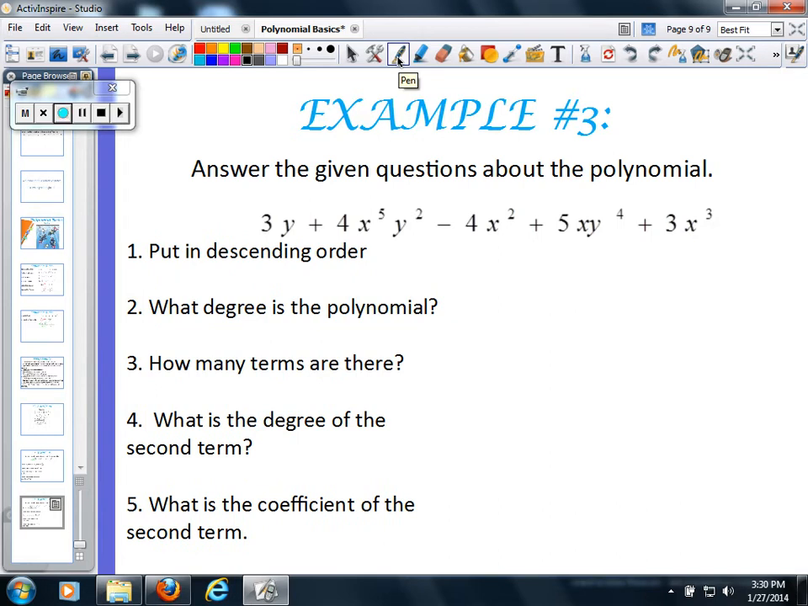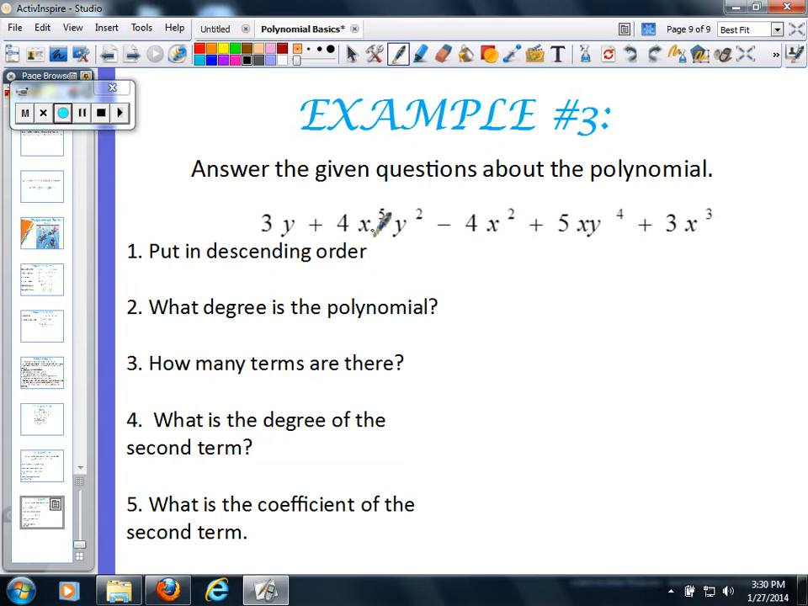First thing it tells you to do is put them in descending order. Okay? So here you notice that I have a y and an x. Descending order is determined upon alphabetical order and the degree of that exponent. So all of my terms are going to be put in order of whatever variable comes first alphabetically, which is going to be x.